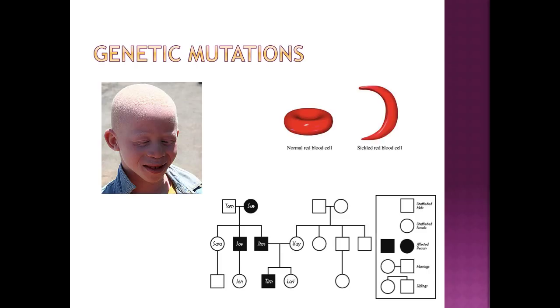Today we're going to talk about genetic mutations. This title slide has a few pictures. The first picture is of an African American boy who is an albino, which means he has a lack of pigment in his skin, and we'll talk more about that later. The second picture is to show a red blood cell, what a normal one looks like, and then what one looks like if you have sickle cell anemia. And then the last picture is to show you what a pedigree chart looks like, and we'll be talking about all of these later on, more in depth.